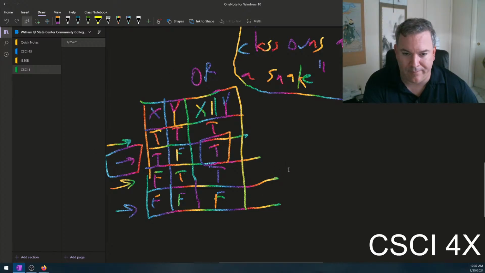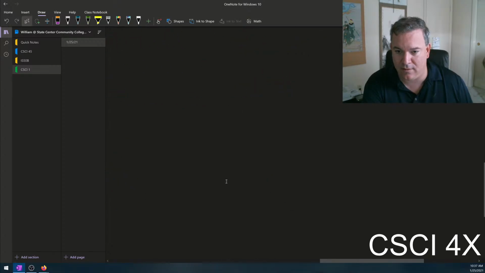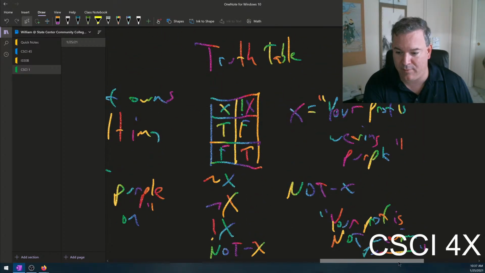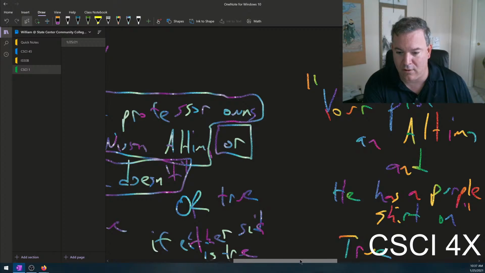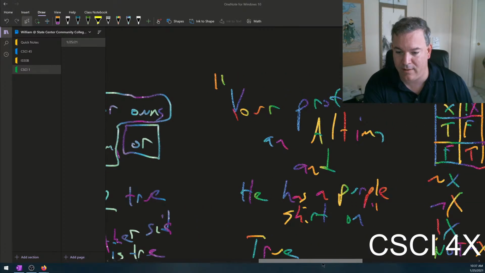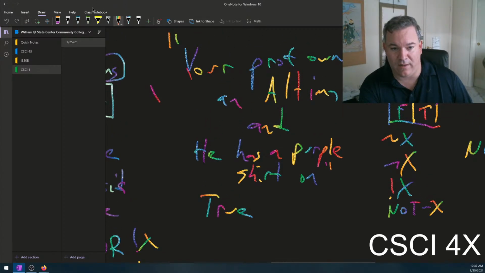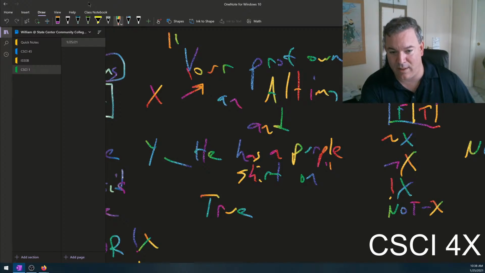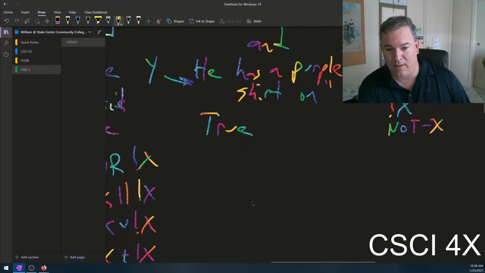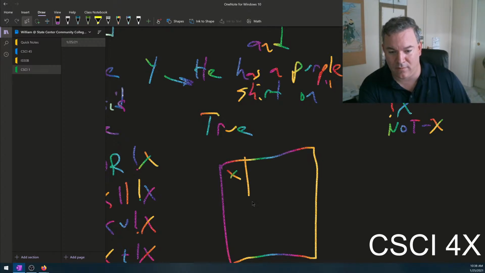So, let's talk about and. Let's do the truth table for and. Your professor owns an Altima and has a purple t-shirt on. In this case, this part is X: your professor owns an Altima. This part is Y: he has a purple shirt on. And let's draw out the truth table. There are 4 possibilities.